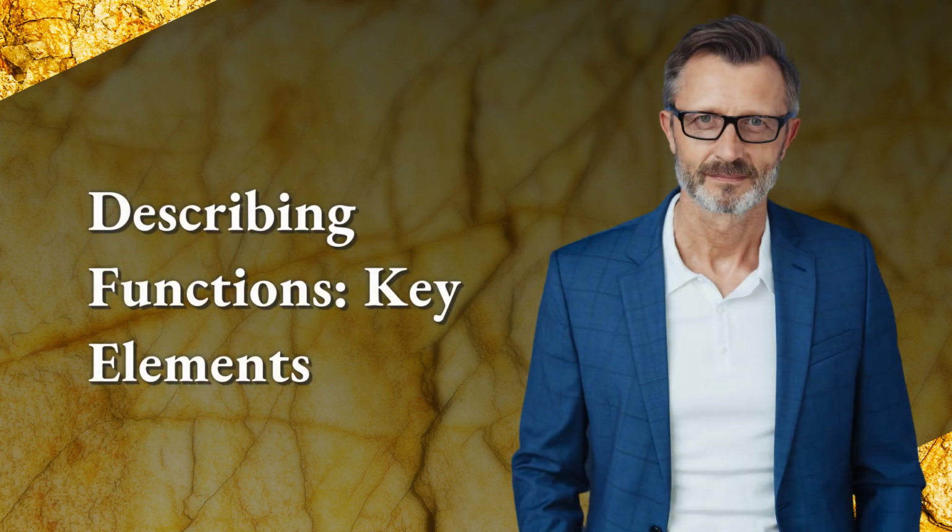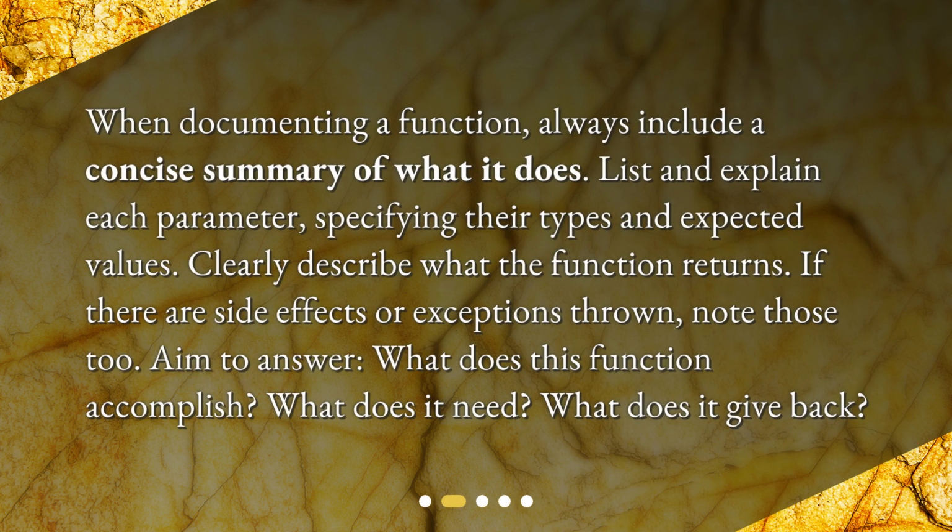Describing functions. Key elements. When documenting a function, always include a concise summary of what it does. List and explain each parameter, specifying their types and expected values. Clearly describe what the function returns. If there are side effects or exceptions thrown, note those too. Aim to answer, what does this function accomplish? What does it need? What does it give back?